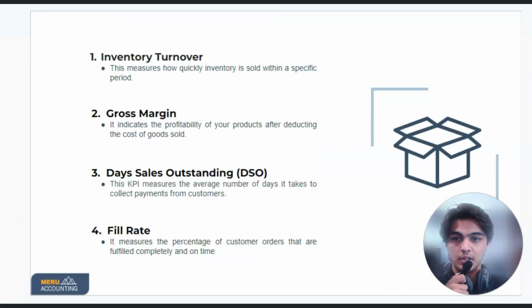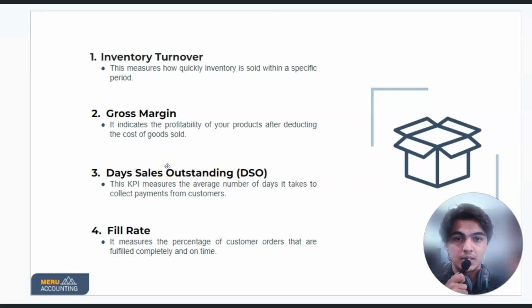So let's start with the indicators. The first indicator will be inventory turnover. This indicator will measure how quickly your inventory is being sold in a specific period of time. Next is gross margin. This indicator will indicate the profitability of your products after deducting all the costs of the goods sold. And next is days sales outstanding.